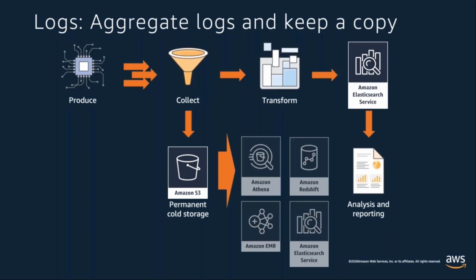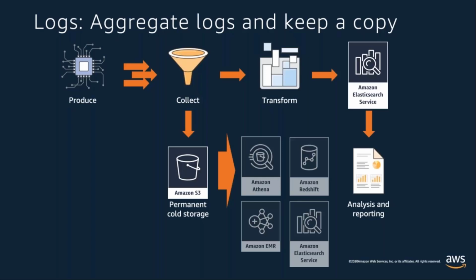Of course, we have a transform step. Again, the log data itself starts out as string lines of data. We're going to transform that, and then we're going to deliver to Amazon Elasticsearch service. Ultimately, we're going to use the data in Elasticsearch service for analysis and reporting.